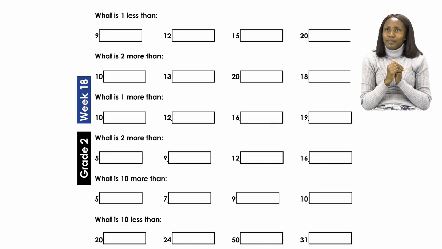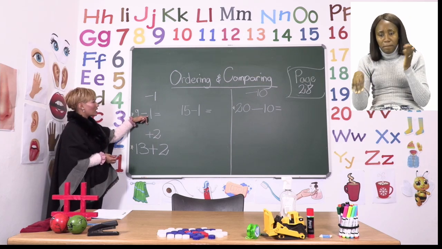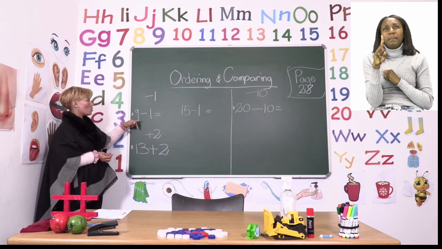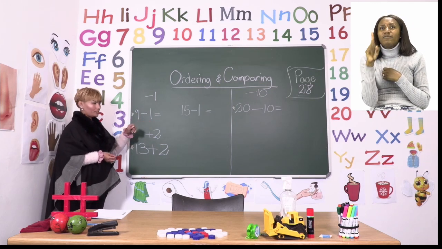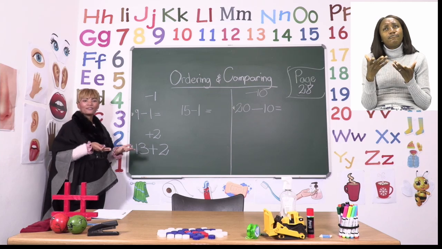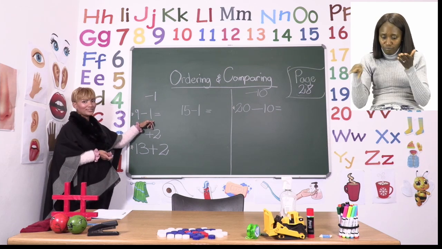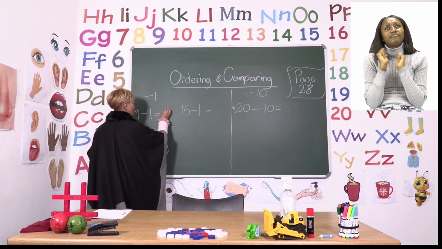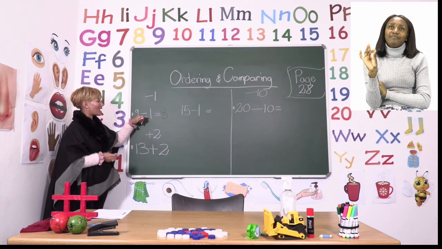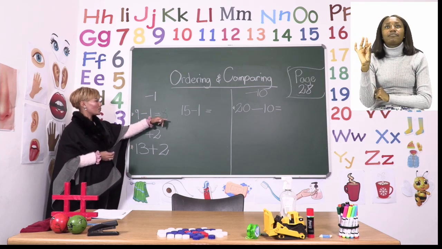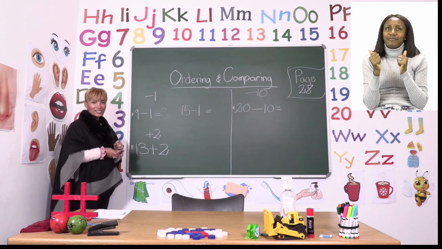Right, let's go back to the board. Let's see. If we take number 9 and we have to subtract 1, or we can also say 9 minus 1. How much will we have left? Great job, grade 2s. The answer will be 8. So 9 minus 1 equals 8. Good job.